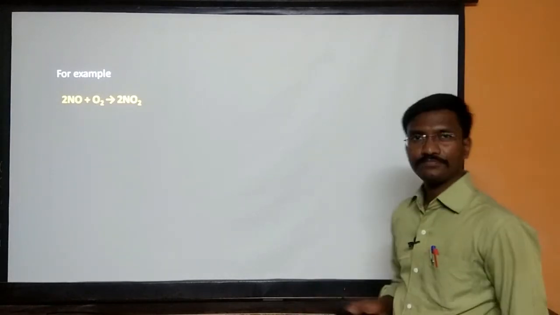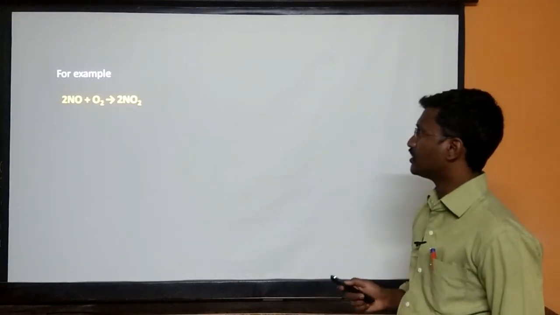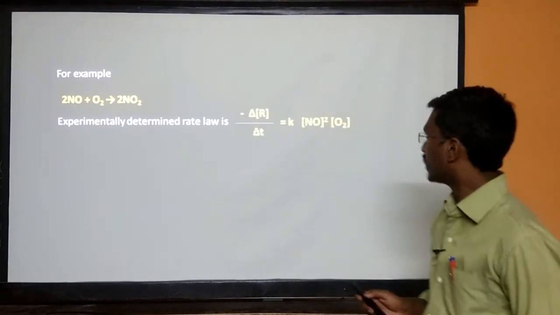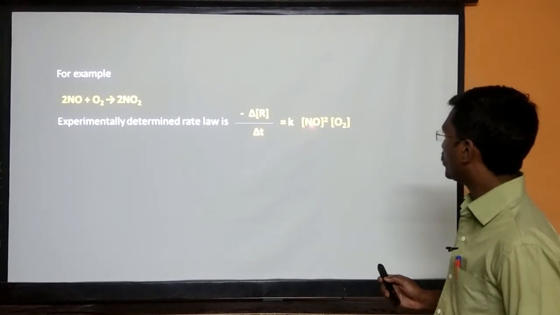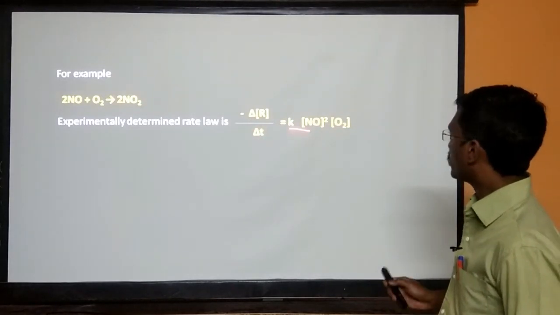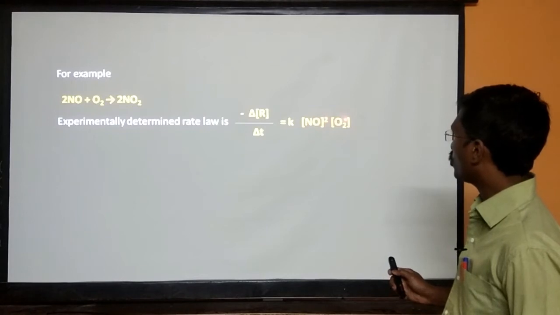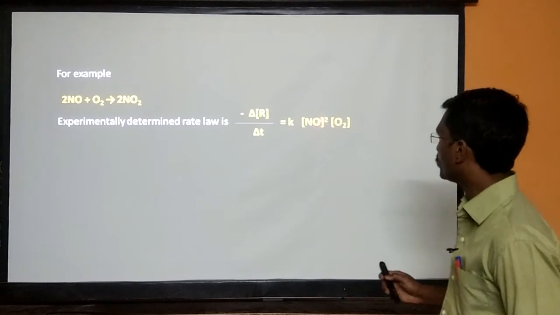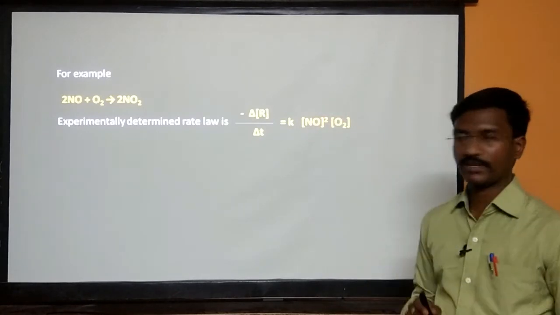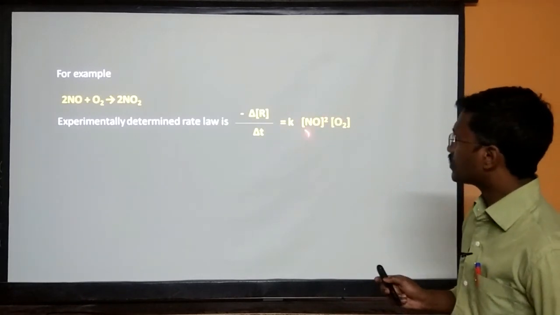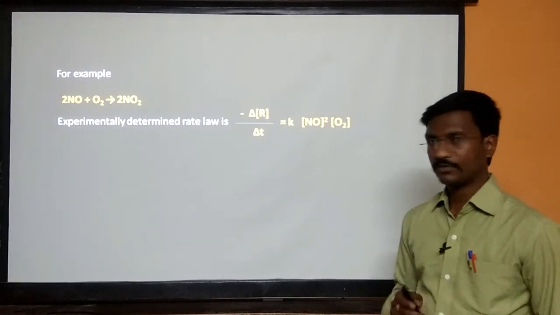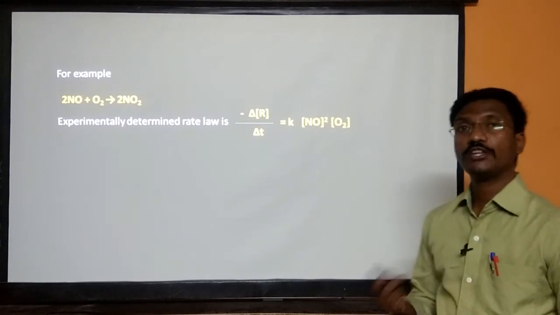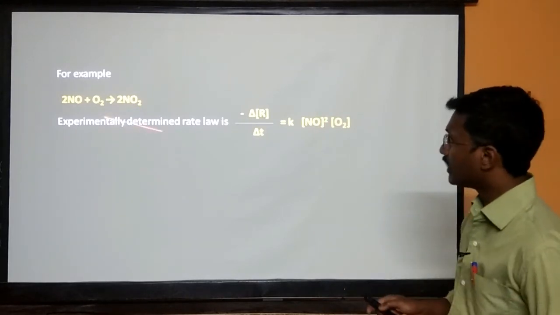For example, here consider this reaction. The experimental rate expression for this reaction can be given as rate is equal to K into [NO] squared, these are the two reactants, with the exponent 2, and this other reactant is having the power 1. In the last class, we discussed how these 2 and 1 are calculated experimentally. And based on this rate expression, it is possible to write the order of the reaction. Can you see here? Order of the reaction is nothing but the sum of the exponential powers of the concentrations of reactants in the rate expression.